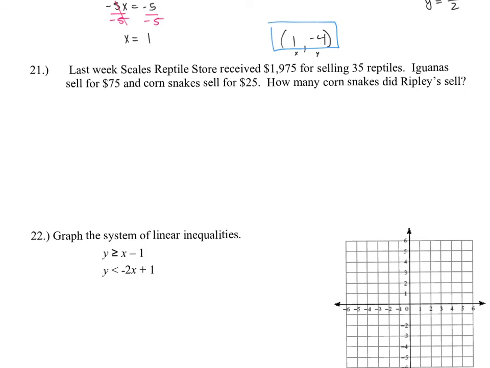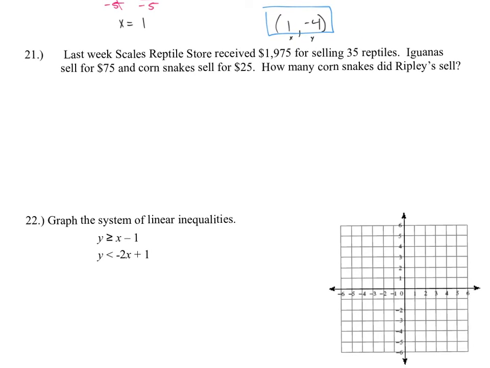All right, let's do another problem. This one's a story problem. When we're dealing with story problems, we have to make the equation. But first, let's figure out what we're looking for. It says last week at Scale Reptiles store, it received $1,975 for selling 35 reptiles. Iguanas sell for 75 and corn snakes sell for 25. How many corn snakes did Ripley sell? So first off, I know that we made this much as a total and they sold 35 reptiles. I know that each iguana sells for $75 and corn snakes sell for 25, but they are specifically looking for corn snake. So I know that I'm looking for the quantity of snakes that I sold.